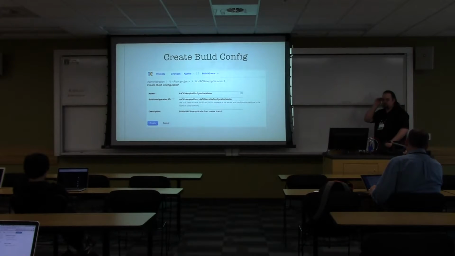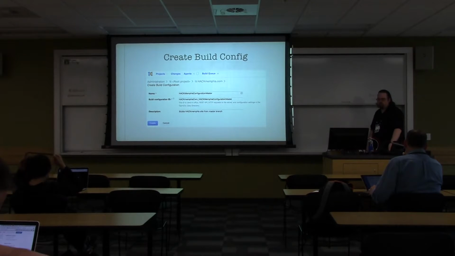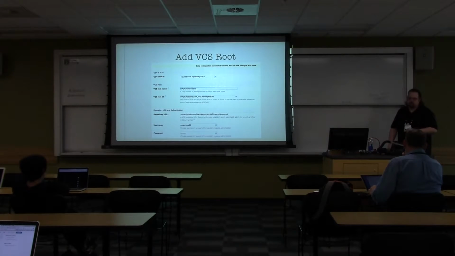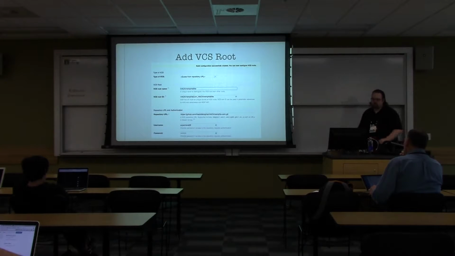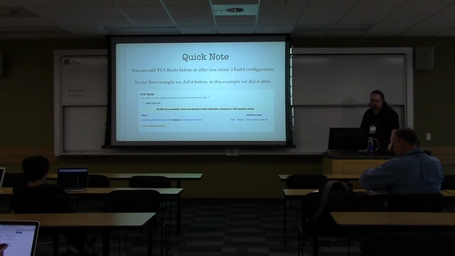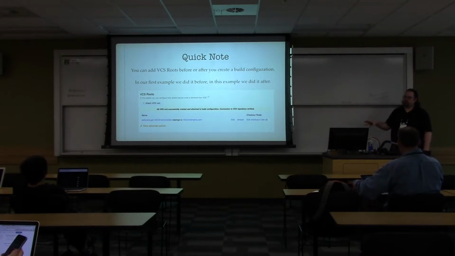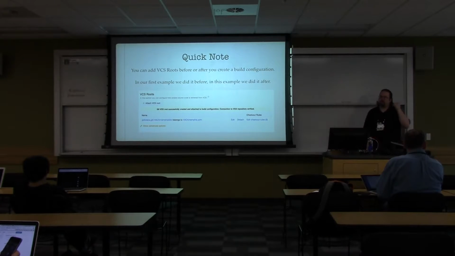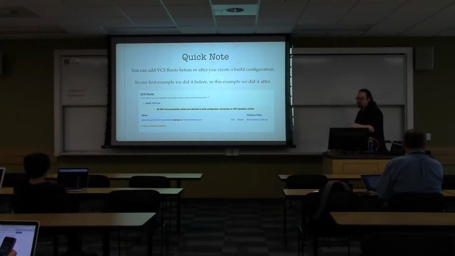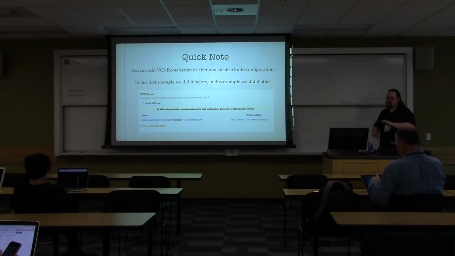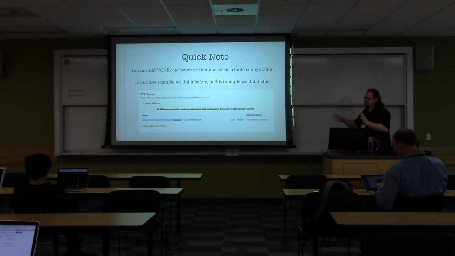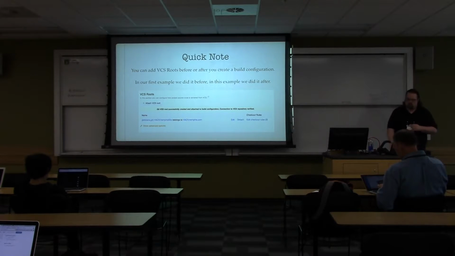So we're going to create the project, create the build configuration, and then add a VCS root, and we're just going to point it towards the GitHub repo. And a quick note, if you're paying really close attention, we just did that backwards from how we did the first one. The first one, we created the VCS root before we created the build configuration. You can do it in either order. If you do it in this order, where you add it after, it'll show you this little message saying, hey, attach. Doesn't matter how you do it or when you do it.